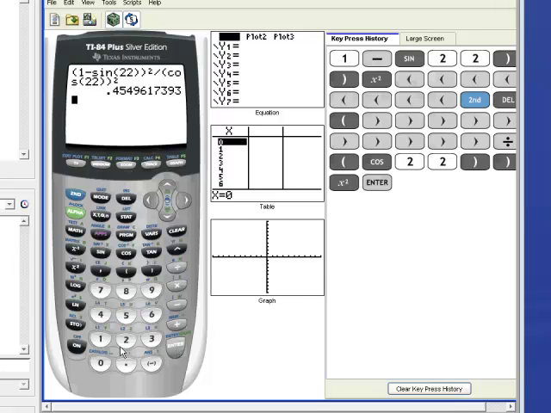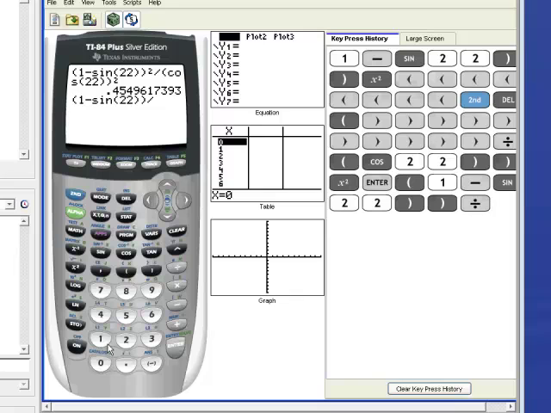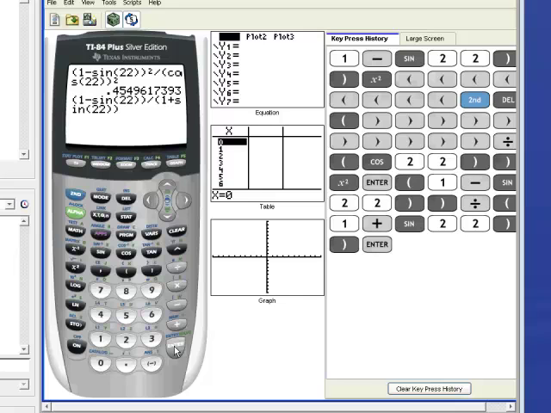0.454. And then on the right hand side we have 1 minus sine 22 divide by 1 plus sine of 22. Oh, yeah, that's correct. And we come up with the same. So the last identity that we just did is indeed correct.